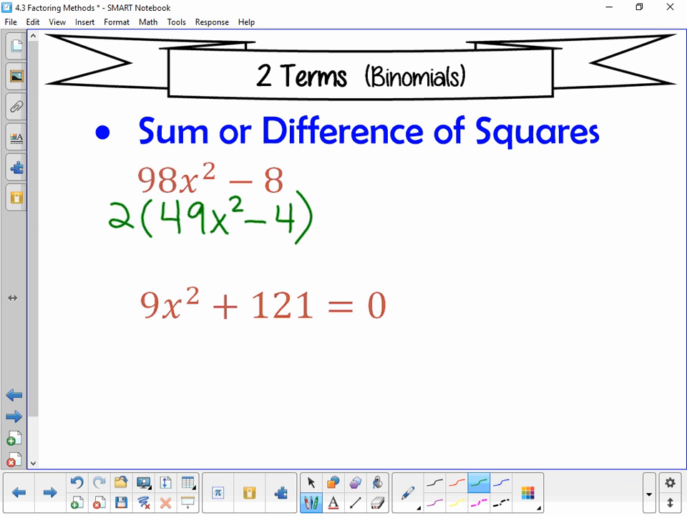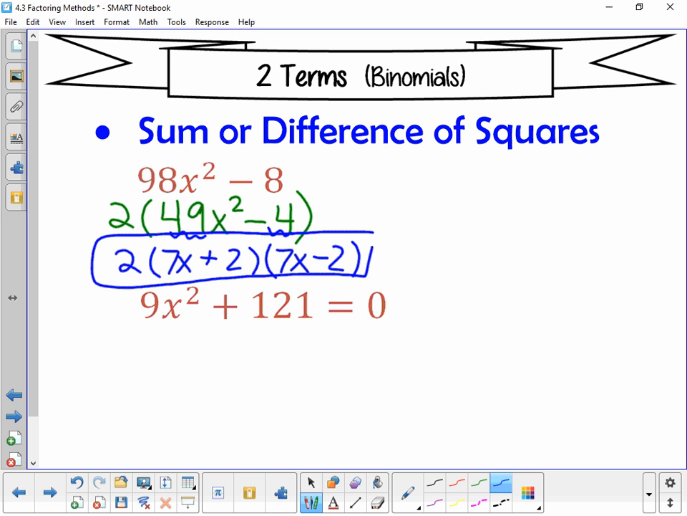And why it helps to do these GCFs first is that then you can look at the expression that is left and decide what it is. You might not have recognized that it was a difference of squares at first, but now that you can see that 49 and that 4, you can see that this is a difference of squares, so we can continue factoring it. 49x squared minus 4 factors as a 7x, and we have a plus 2 and a minus 2. So here's our factorization.